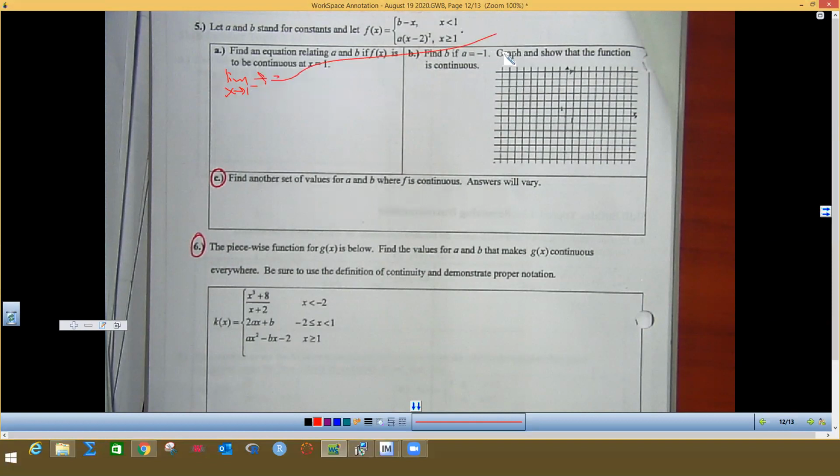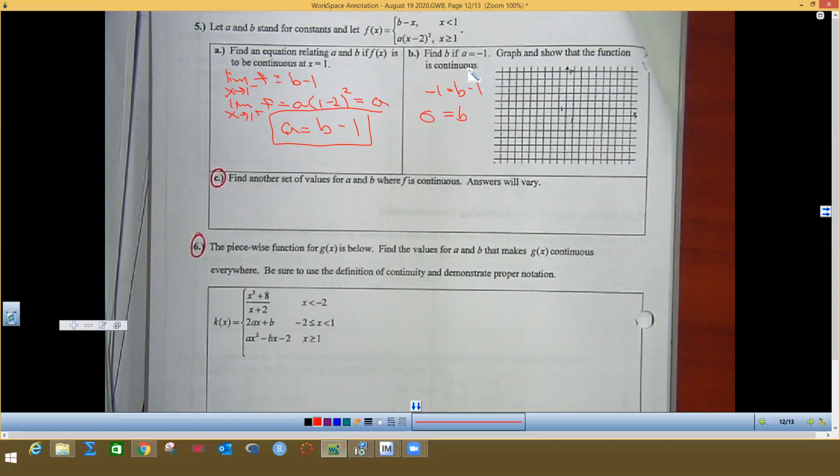When I do the left, that's the top one up there. I'm going to put 1 in, and I'm going to get b minus 1 for the top one. And as I do the limit as x approaches 1 from the right of f, that's going to be the bottom one. So I'm sticking 1 in here. I'm going to have a times 1 minus 2 squared, which is negative 1 squared, positive 1, so that's a. So the relationship of a to b is a equals b minus 1. Then it says find b if a is negative 1. Well, if a is negative 1, I stick negative 1 in for a and solve for b. That means b would equal 0.